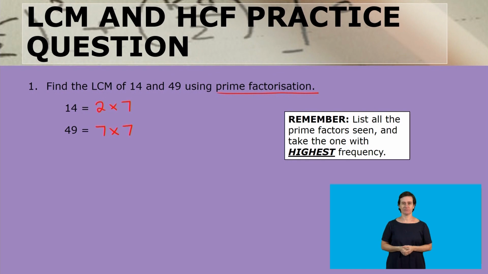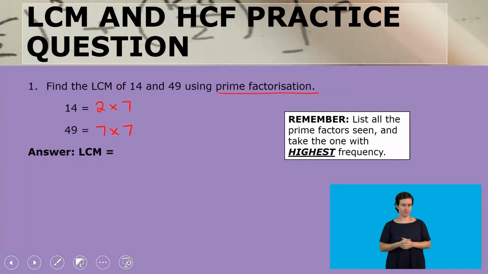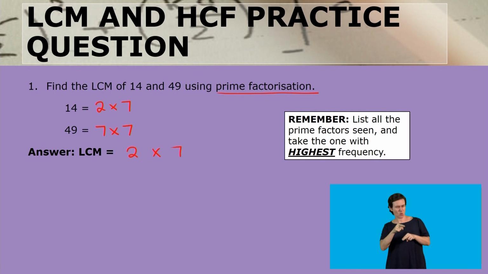How do we find the lowest common multiple? Remember, we are going to list all the prime factors that we can see. So the prime factors that I can see there are 2 and 7. But when I list these prime factors, I need to look for the one with the highest frequency. So when we look at this combination and we look at the 2, it only appears once. So the highest frequency is just 1.